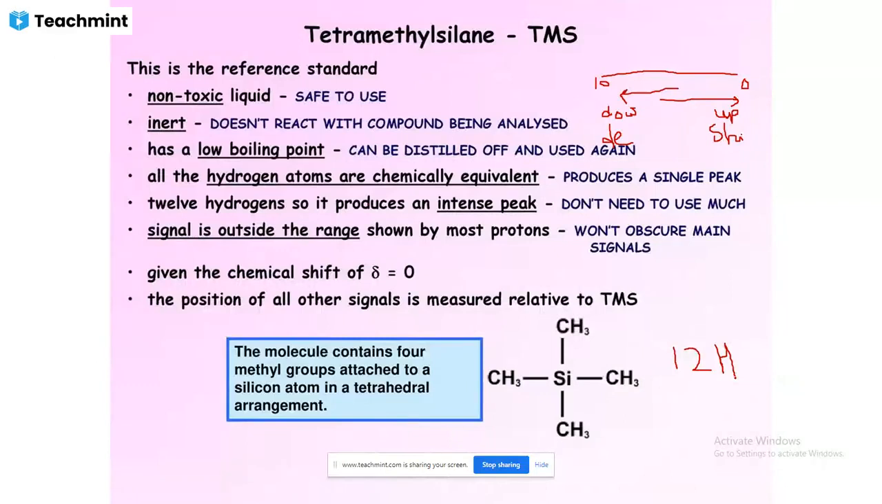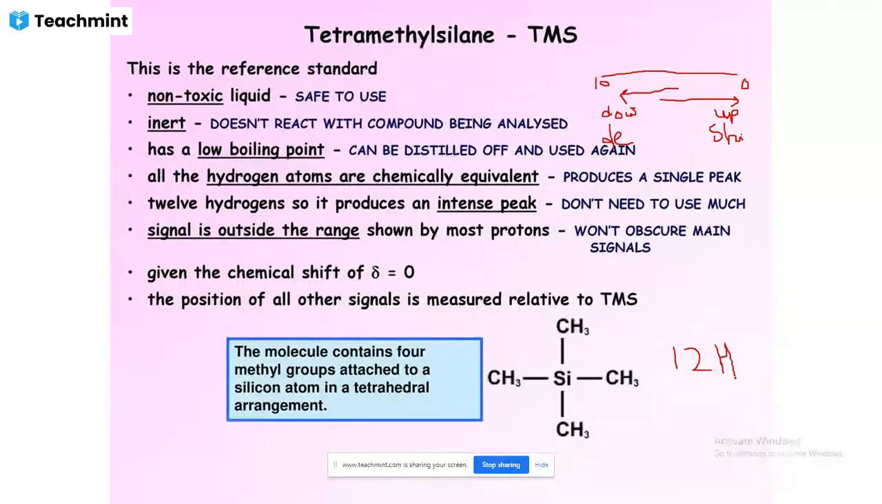So all the hydrogen atoms are chemically equivalent, producing a single peak. Okay, 12 hydrogens, so it produces an intense peak. इसकी intensity बहुत ज़्यादा हो जाएगी. Don't need to use much. ओके ये इंटरफेयर कहीं पे नहीं करेगा, सेपरेट अलग से रहेगा, इजीली आइडेंटिफाई कर सकते हैं.